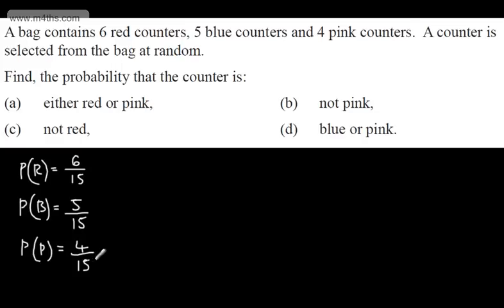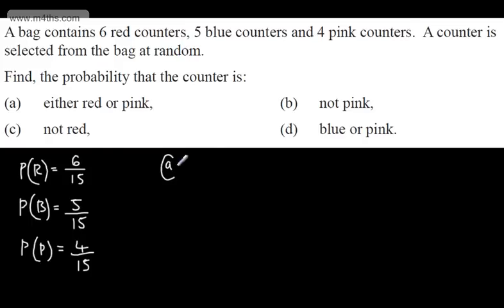Remember, all of these probabilities have to add up to 1. These are all of the possible outcomes that we've had. So we can have a red, we can have a blue, or we can have a pink. We're told that there's no other colours in there. So all of these have to add up to 1. So let's do part A.